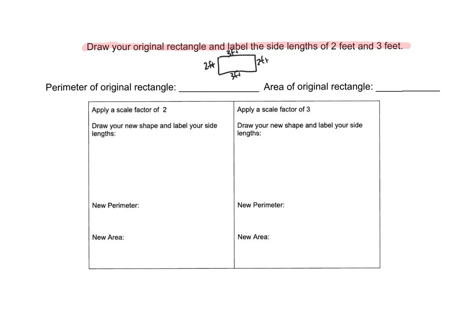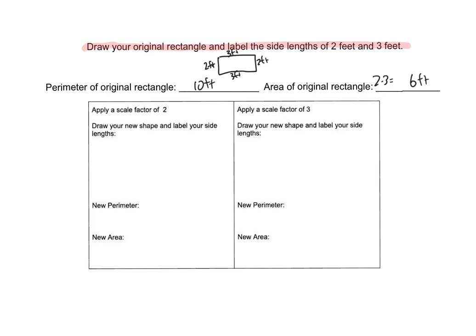Then take a moment and find the perimeter and the area of that rectangle. If you said the perimeter was 10 feet, you nailed it. And if you said the original area of the rectangle was 6 square feet, and you did 2 times 3 to get 6, you've got it.